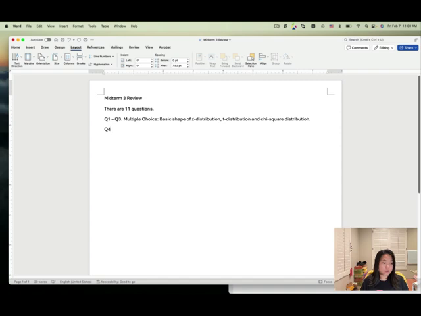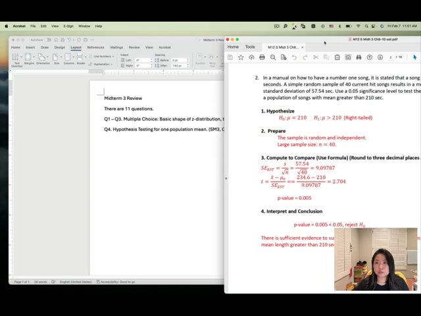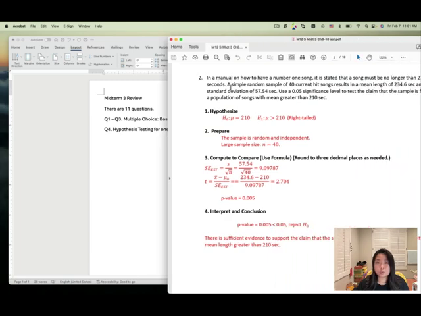And then question 4, you need to know the hypothesis testing for one population mean. Okay, that will be similar to your sample midterm 3. I use the sample midterm 3, question 2. Okay, I will show you the example. Look at the sample midterm 3, question 2.